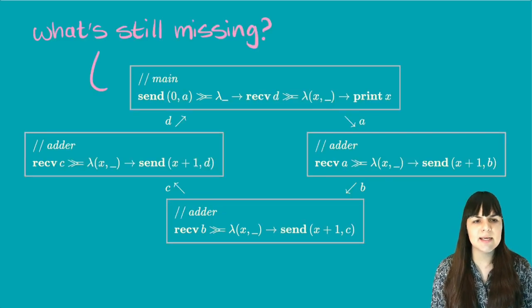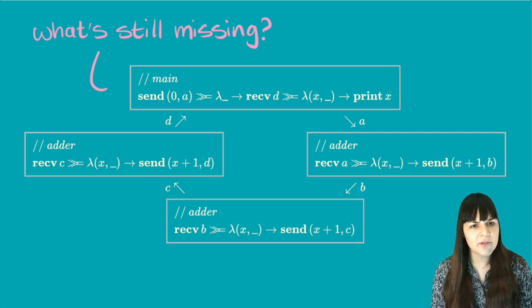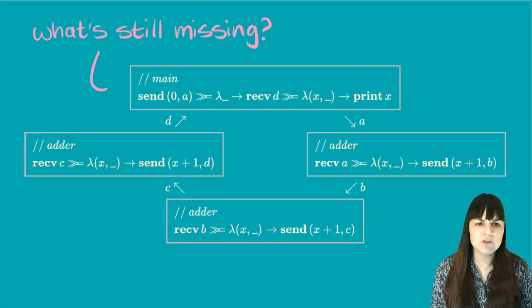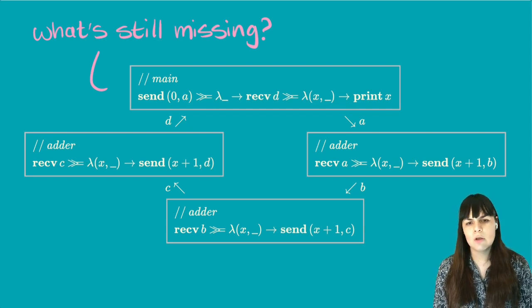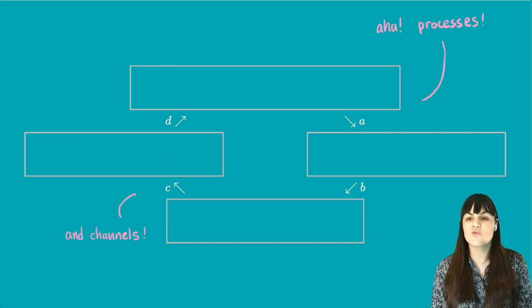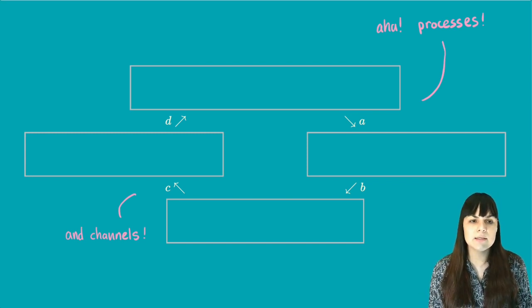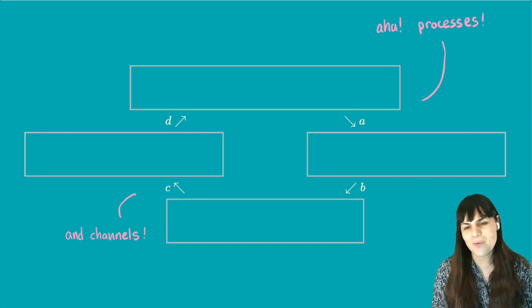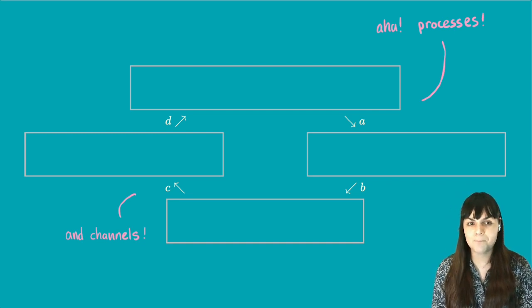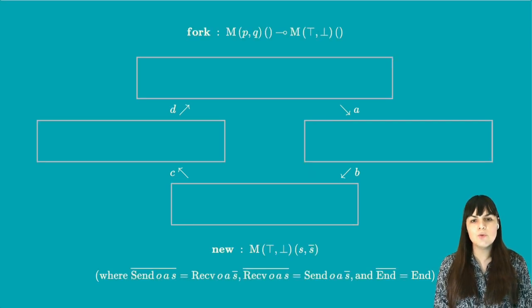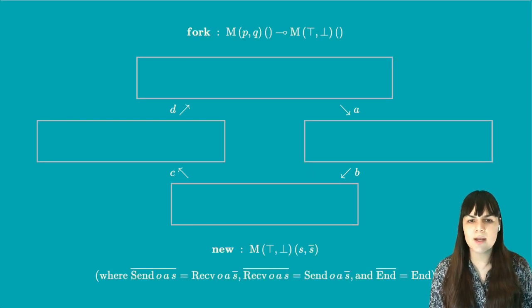Okay, so what's still missing in our example? What haven't we typed yet? It looks like we can type all our other processes in the main process, assuming suitable types for the print function. So what's still missing? Well, what about these boxes and these arrows? Processes, right, each of these boxes represents a thread, and each of these arrows represents a communication channel, and we don't have ways to construct those yet. So let's add that. We're adding two new monadic operations, fork and new.